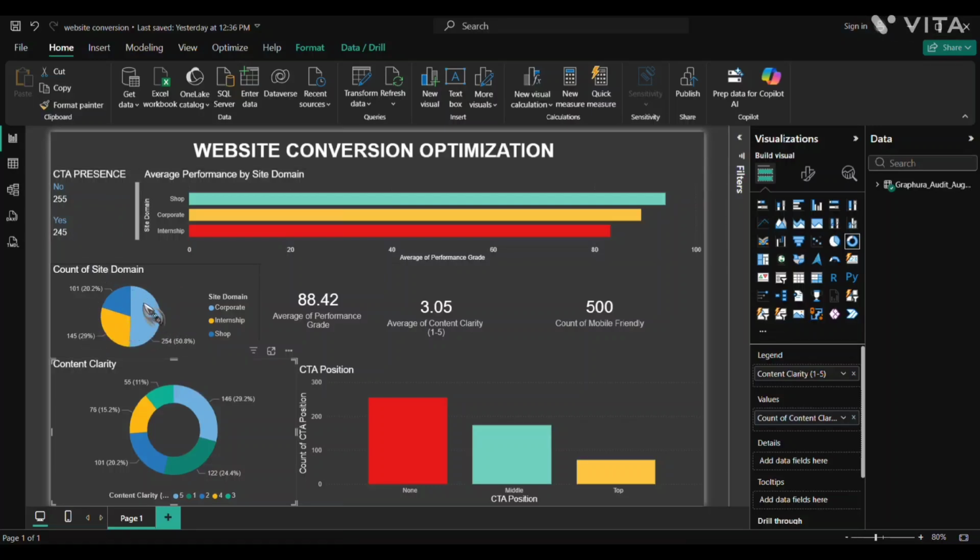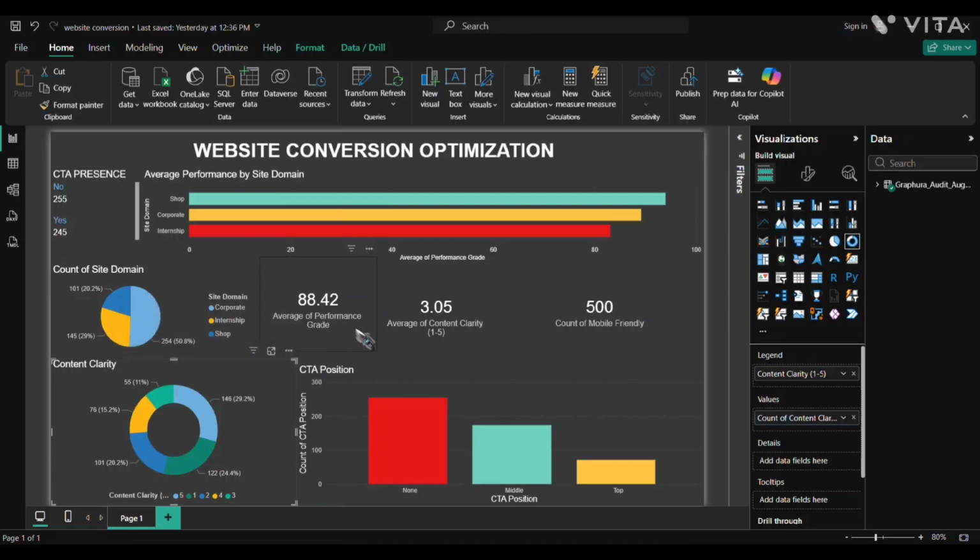Now this pie chart gives us the distribution of site domain. A total of 254 website pages that we have collected are of corporate domain, whereas 101 are of shop domain, and the remaining 145 are of internship domain.